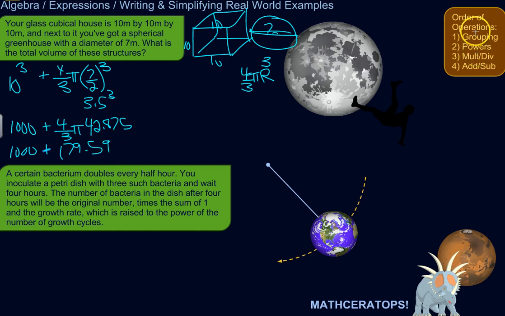Okay, we've taken care of grouping, powers, multiplication, division. Is there any addition and subtraction? Yeah, that's the last bit. So 1,000 plus 179.59 is 1,179.59. Now what are the units? We're dealing in meters, and this is a volume, so meters cubed. So altogether, your house plus your sweet greenhouse are 1,179.59 meters cubed. They enclose that much volume.